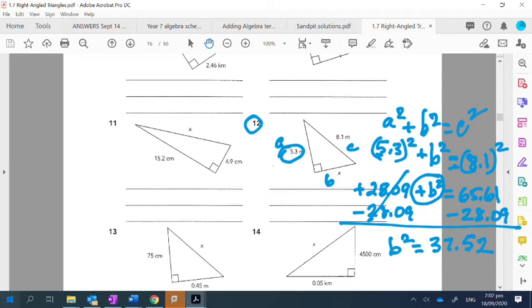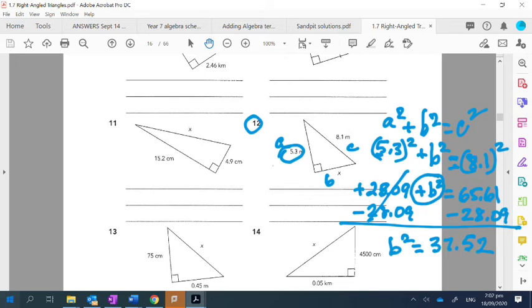It doesn't sound quite right. Did you do it in your calculator? It's 37.52. Oh, wait. 65.61 minus 28.09? Yeah, that's right. Okay. Now, is my B completely by itself?